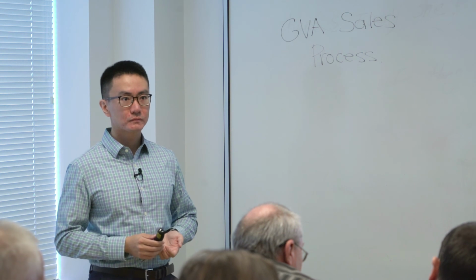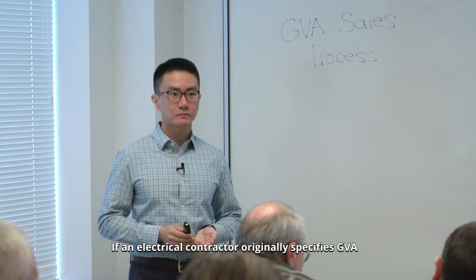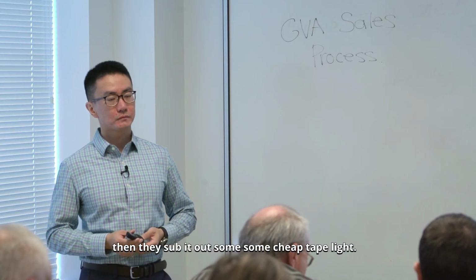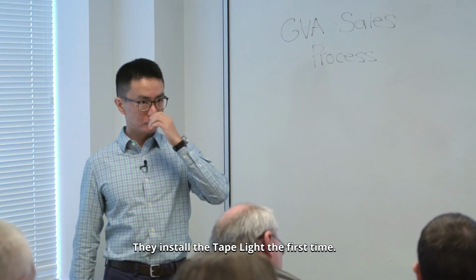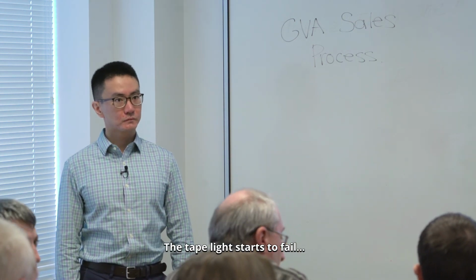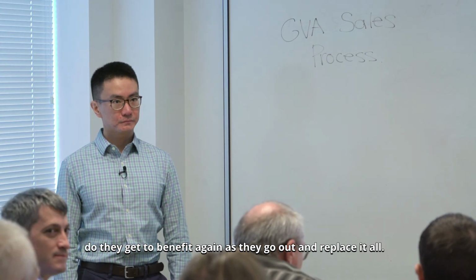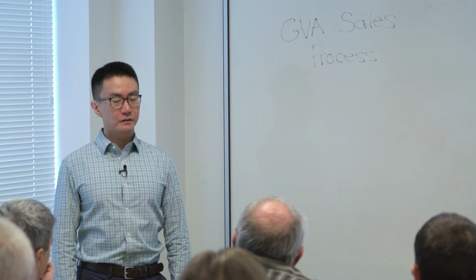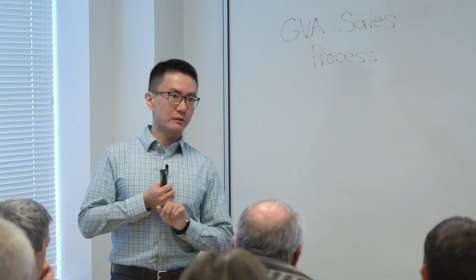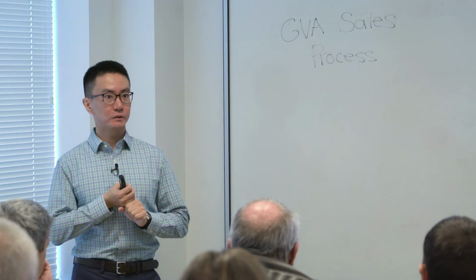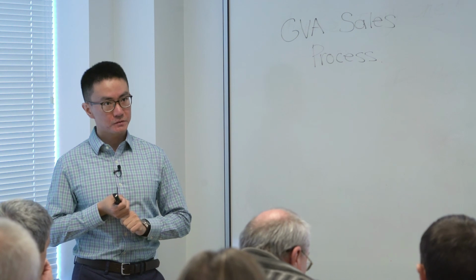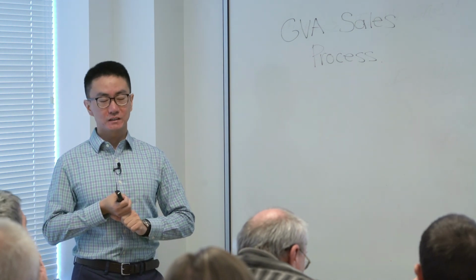I have a question about conflict of interest in electrical contractors. If an electrical contractor originally specified GVA and then subs it out for some cheap tape light, they install the tape light the first time, save all the money, and the tape light starts to fail. Do they then benefit again as they get to go and replace it all? Yeah, it depends. Typically they do offer some type of warranty to the owner, so they have to go in and replace the tape light. So of course there's no cost benefit for them eventually if they decide to use a tape light.